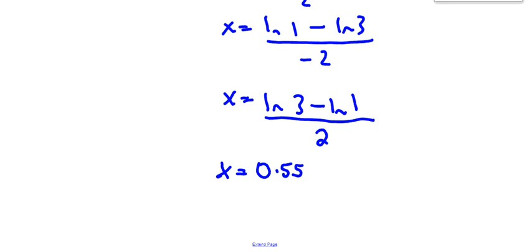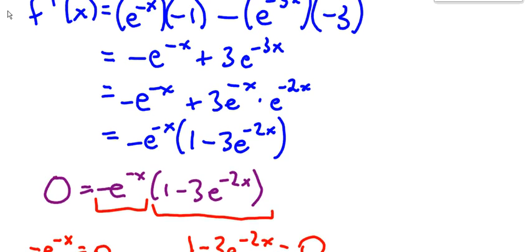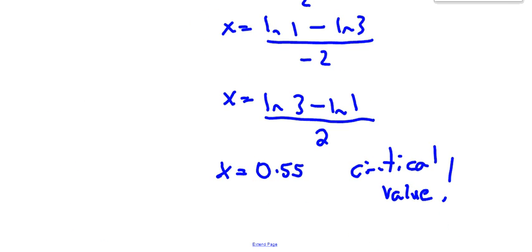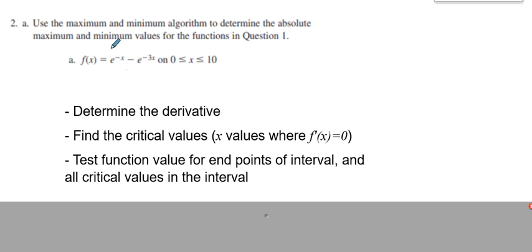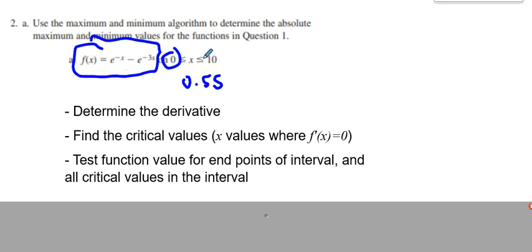So now I have, that's a critical value, and there's only one. So when x is 0.55, there's a critical value. So now, if we go back to the original statement, actually I'll go to the next. So this function has a critical value at 0.55. That means that either 0, 10, or 0.55 represent where the maximums and minimums of the function are. And so now I just have to do those tests.